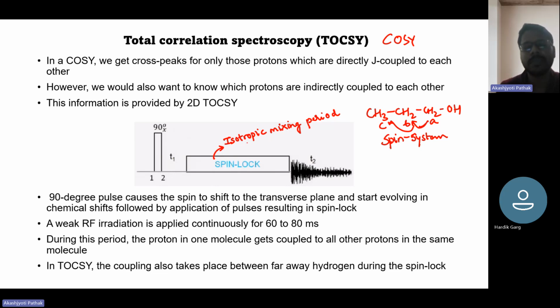So that is the function of the spin lock period. What is the spin lock period? First, it is a weak RF irradiation applied for a very long period of 60 to 80 milliseconds. And in this spin lock period, this proton will get coupled to all the protons in this molecule, and as a result, we will also get peaks for protons that are far away from the proton that we are considering.